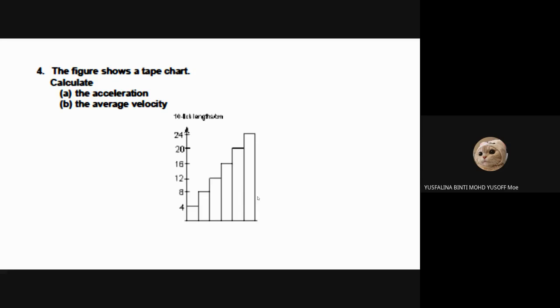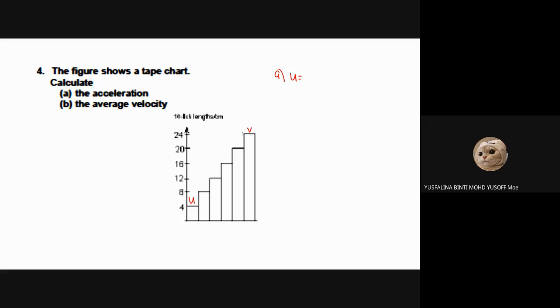100 cms negative 2. Okay, let's see whether it is correct or not. So for A, find U first. Remember this one is U, this one is V. If it is one strip like that, you have to see the direction of motion. This one at the front is U, at the back is V.